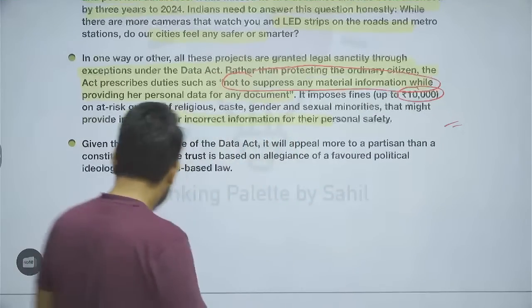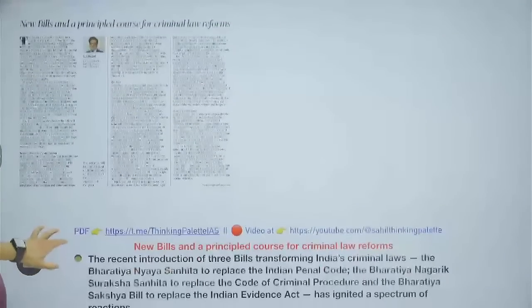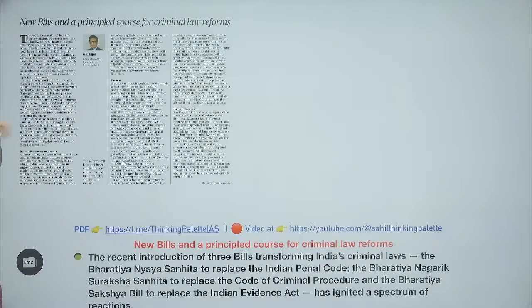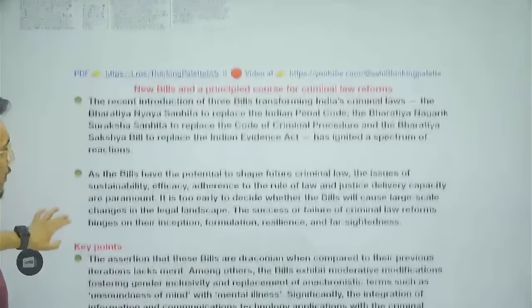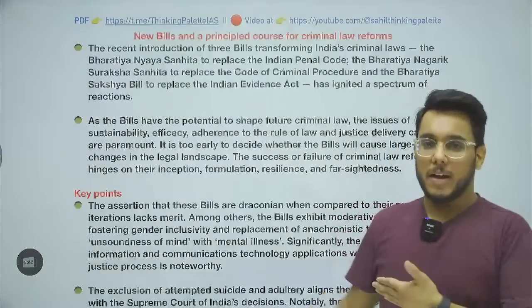Okay, that is about it. Then the next article, new bills and principled course of criminal law reforms. Okay, so guys, again a very generic kind of an article has come.